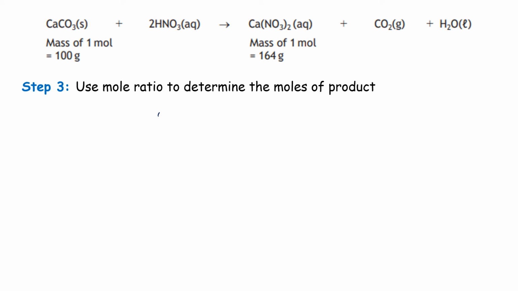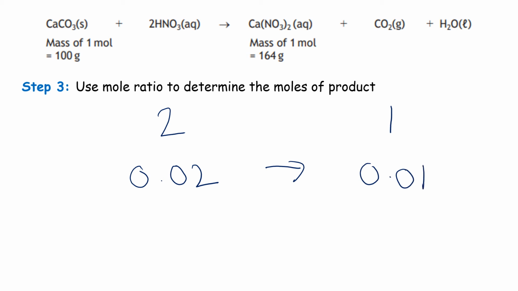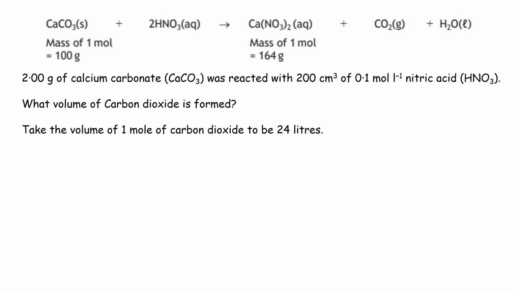Now step 3 is looking at our ratio to determine moles of product. So we have 2 to 1. Remember, we calculated 0.02 moles here. So that means we're going to have 0.01 moles of carbon dioxide. Okay, remember, it is what we have, not what we said we would need. So 0.02 to 0.01.